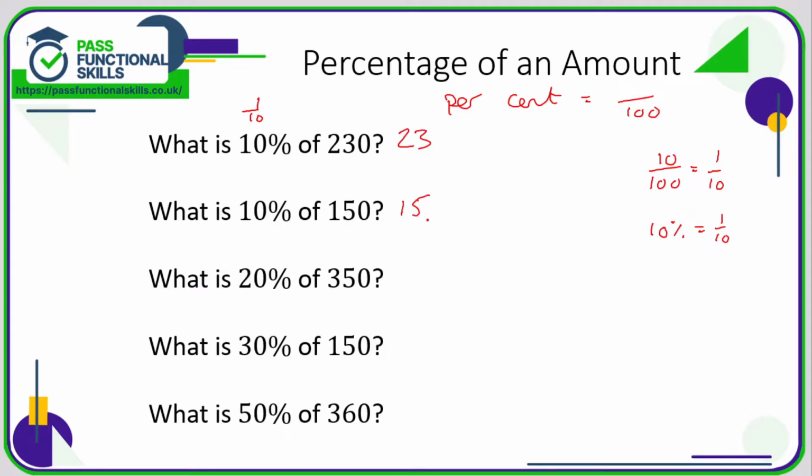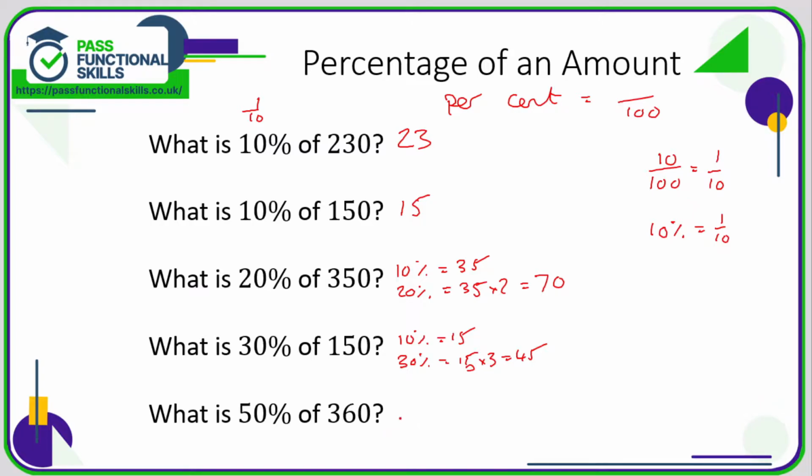Now if you can work out 10%, it's really easy to work out 20, 30, 40, 50, 60, 70, 80 and 90% from our 10% amount. So what's 20% of 350? Well, 10% is 35. So 20% is double 10%, so it's going to be double 35. So 20% of 350 is 70. What is 30% of 150? Well, 10% is 15, so 30% is going to be 15 multiplied by 3, which is 45.